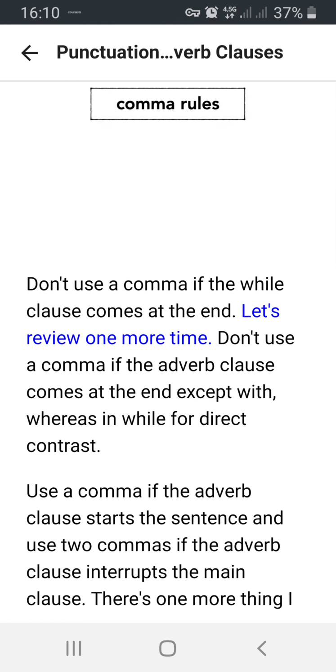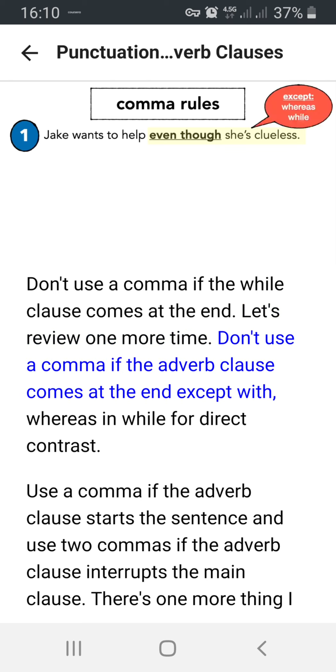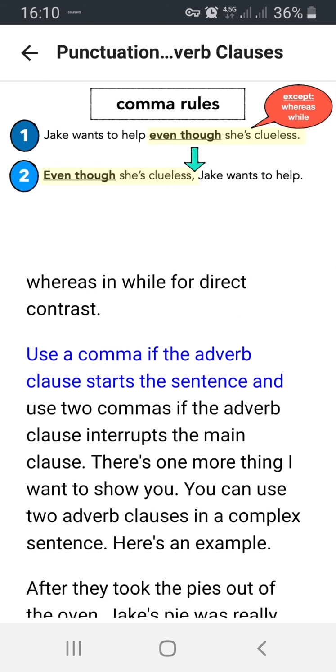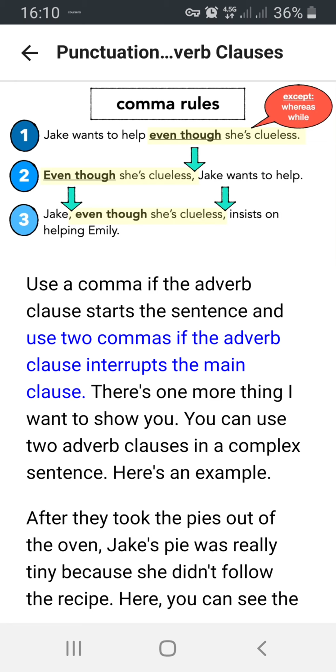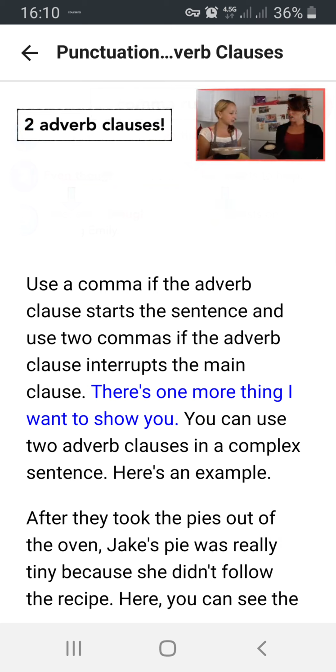Let's review one more time. Don't use a comma if the adverb clause comes at the end, except with whereas and while for direct contrast. Use a comma if the adverb clause starts the sentence, and use two commas if the adverb clause interrupts the main clause. There's one more thing I want to show you.